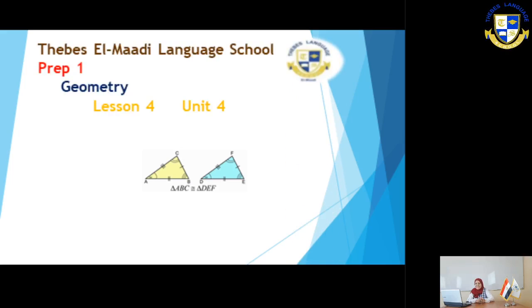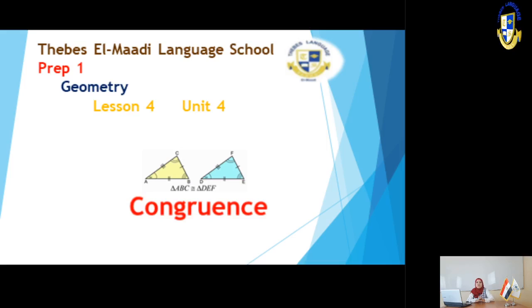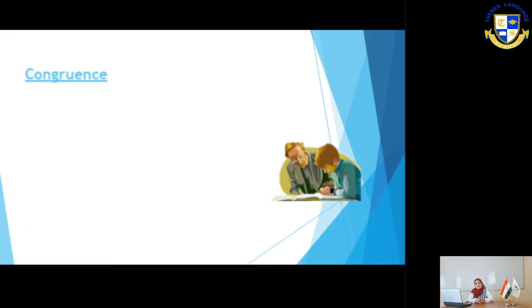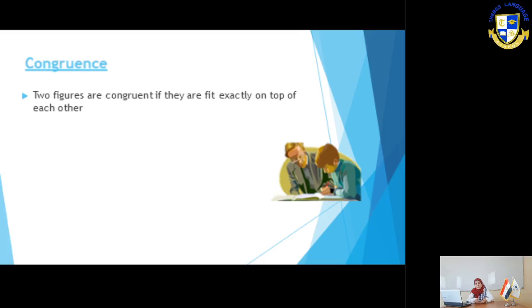What's the meaning of congruence? Two figures are congruent if they fit exactly on top of each other. If you look in the mirror, the image of you will be congruent to you. That means the congruence. We can say two books are congruent if they are the same size, the same number of pages, and the same color, the same in everything. That's the meaning of congruence.